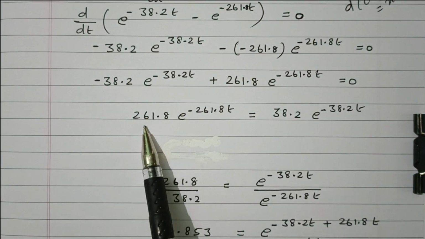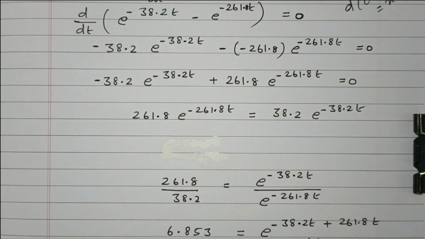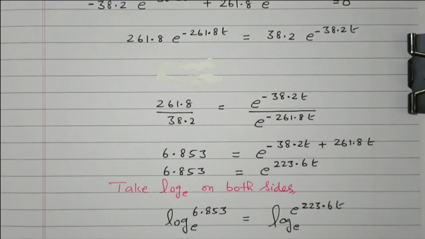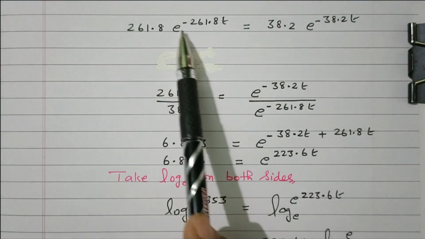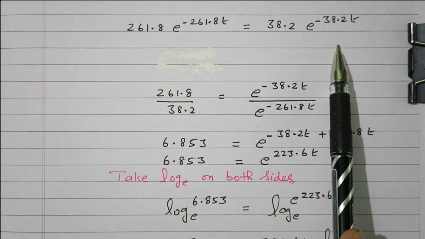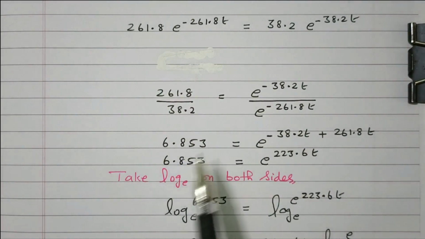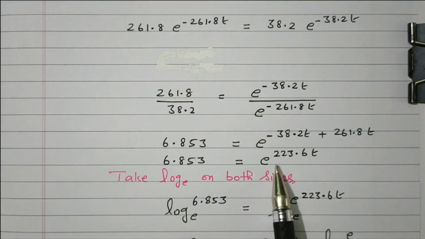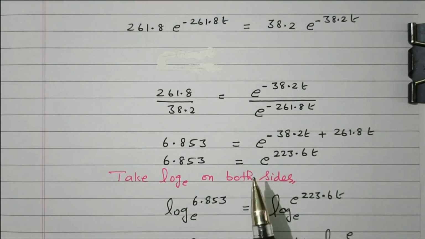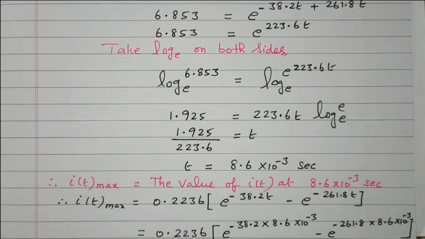So both the sides we have terms. Now bring this 38.2 to the denominator. Our aim is to find the t value. So this term is brought here and this term is brought to the denominator, that side. So after simplification we got 6.853 equal to e power 223.60 t, the final equation. Now we need to find the value of t. Our aim is to find the t value.